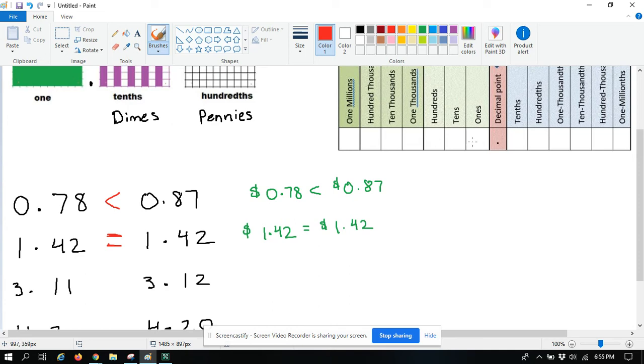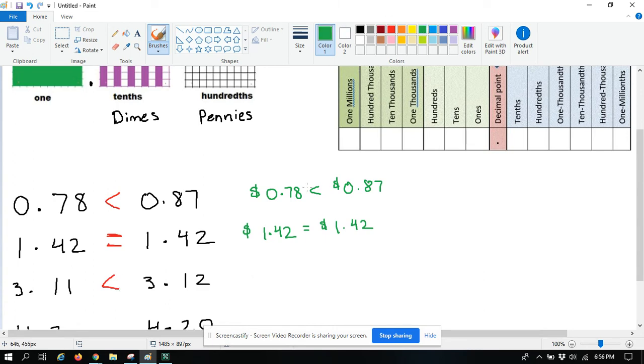The next one, we have 3 and 11 hundredths, and we're comparing that with 3 and 12 hundredths. You compare the ones place value, and they're the same. Move over to the tenths, and they're the same. So in this one, we had to go all the way to the hundredths to determine which one was larger. So 3 and 12 hundredths is larger than 3 and 11 hundredths. This one's greater.